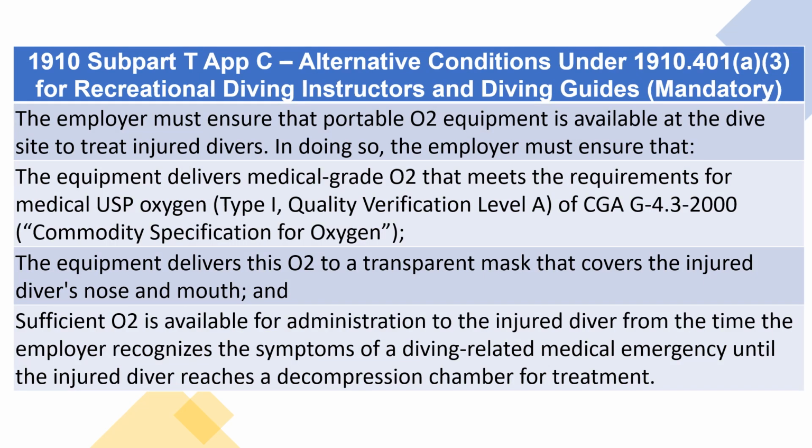The employer must ensure that portable O2 equipment is available at the dive site to treat injured divers. In doing so, the employer must ensure that the equipment delivers medical-grade O2 that meets the requirements for medical USP oxygen, Type 1, Quality Verification Level A, of CGA G-4.3-2000, Commodity Specification for Oxygen. The equipment delivers this O2 to a transparent mask that covers the injured diver's nose and mouth, and sufficient O2 is available for administration to the injured diver from the time the employer recognizes the symptoms of a diving-related medical emergency until the injured diver reaches a decompression chamber for treatment.